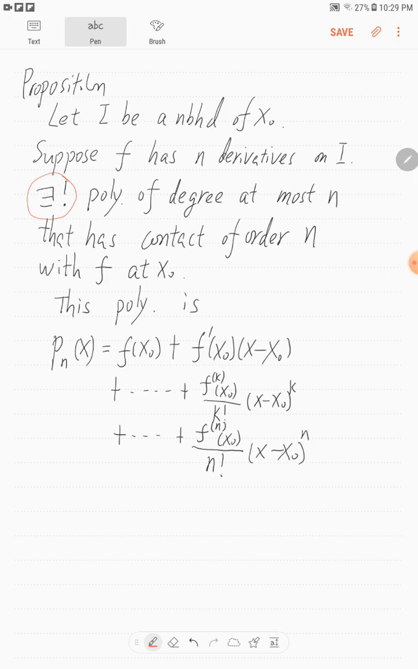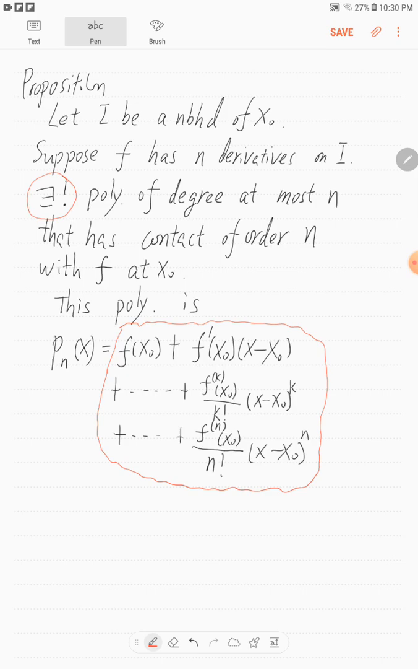So this polynomial, denoted by p sub n of x, can be written as f of x naught plus f prime of x naught times x minus x naught, and continuing, the last term would be the nth derivative of f at x naught over n factorial times x minus x naught to the n.